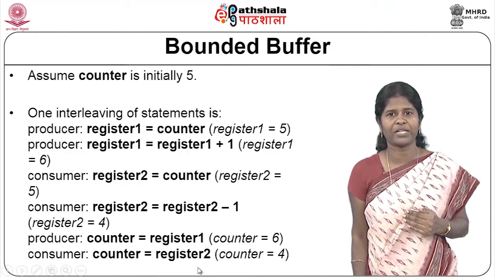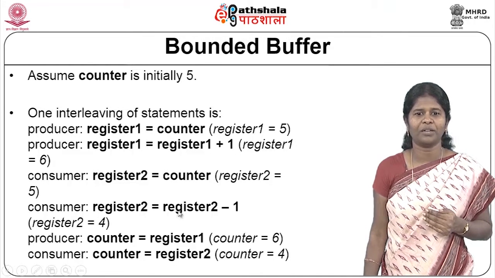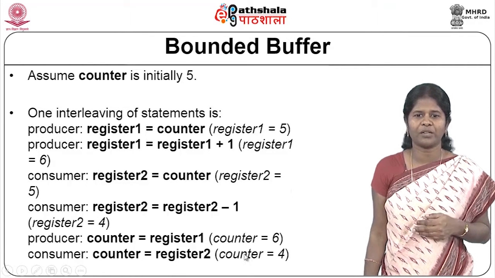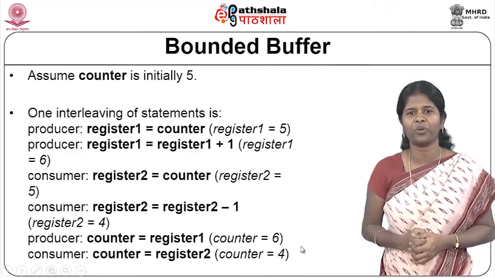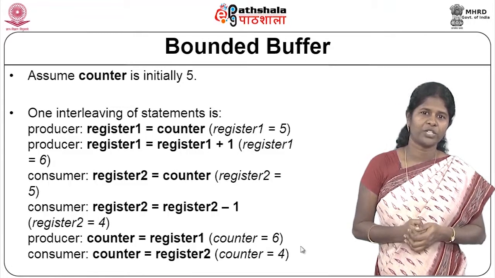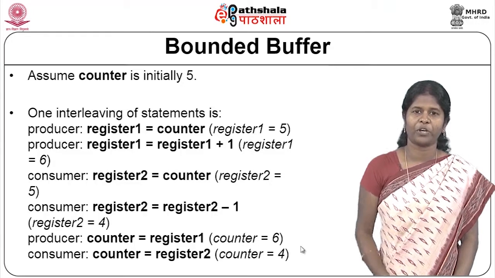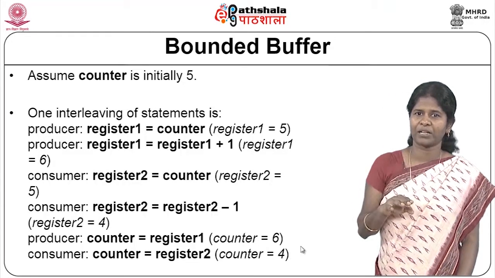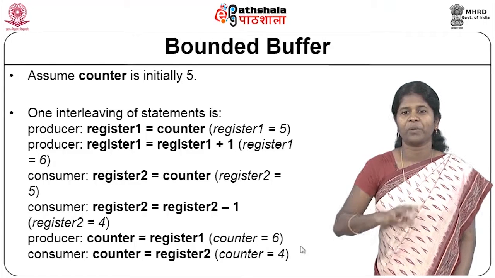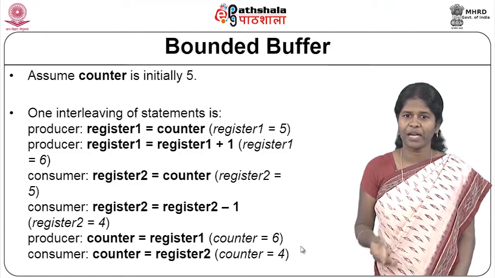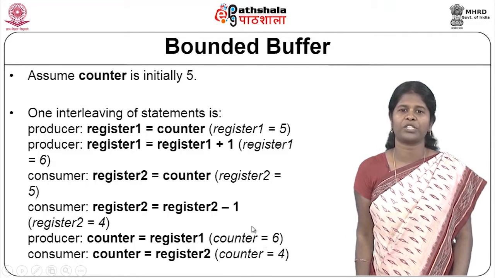Consumer has got one more instruction to complete, that is register 2 should be copied to counter, and now register 2 is copied to counter and you have counter equal to 4. So, finally, what is the value of counter now? It is 4. But what should have been the value of counter? It should have been 5, because one increment had happened and one decrement had happened. So, 5 plus 1 is 6 and 6 minus 1 should have been 5. But now unfortunately you see that the value of counter has come to 4, which is wrong.